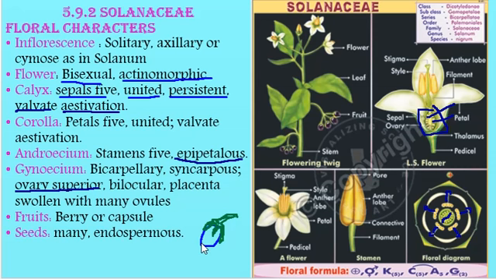What do you mean by endospermous seeds? Endosperm is a nutritive tissue which nourishes the developing embryo. In some of the seeds, even after the complete development of the seeds, the endosperm is retained in the seed. That condition is known as endospermous seeds. Next, we need to discuss the floral formula.